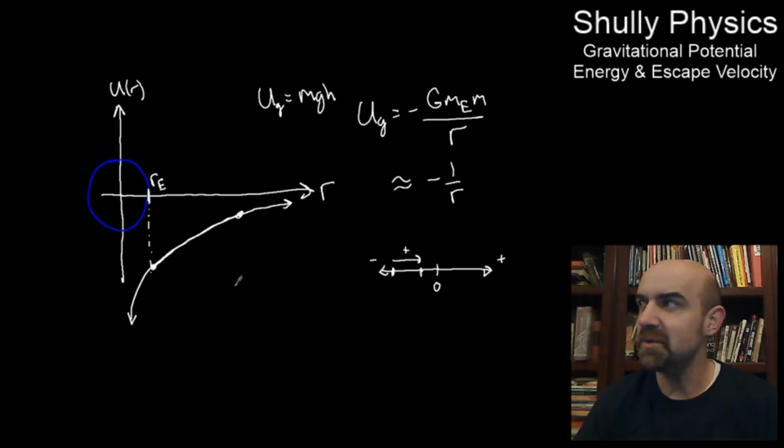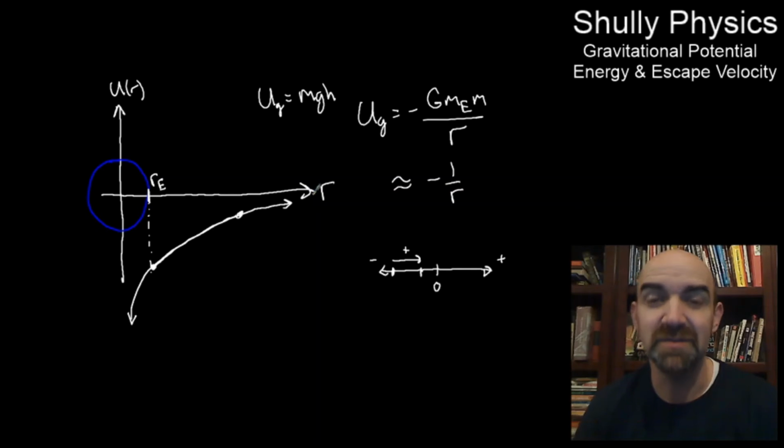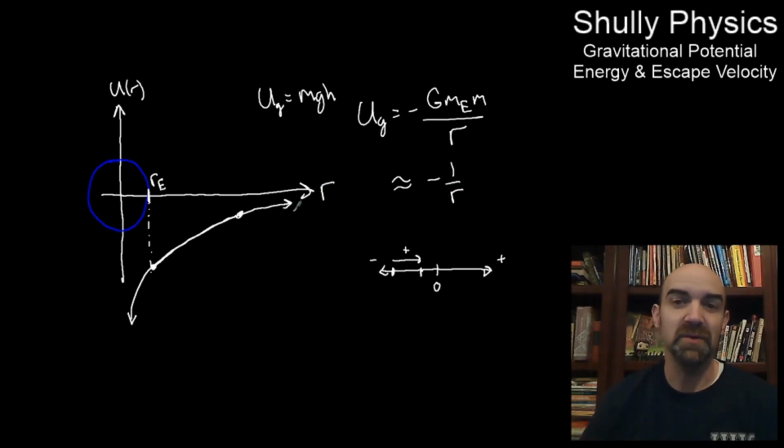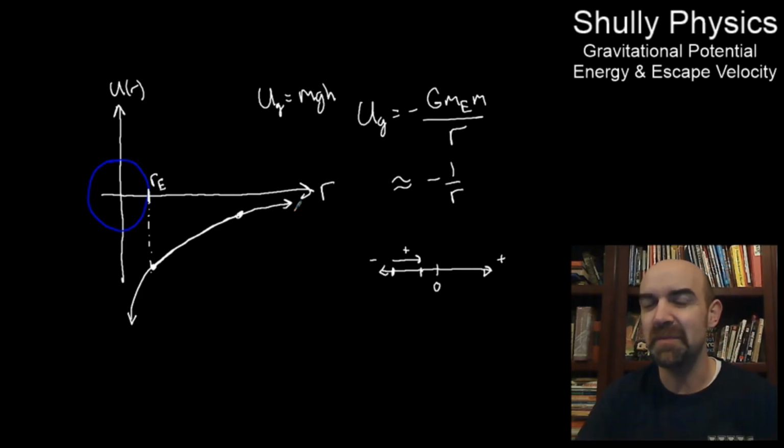Remember, there's no absolute zero energy in the universe. You'd have to be infinitely far away from any object in the universe to have zero potential energy from that object. So that's what we're seeing here. As we move further and further away from the Earth, the potential energy is approaching zero. All right, if there's zero potential energy, then the object won't fall towards the Earth. And that's where we're going to be going for escape velocity.